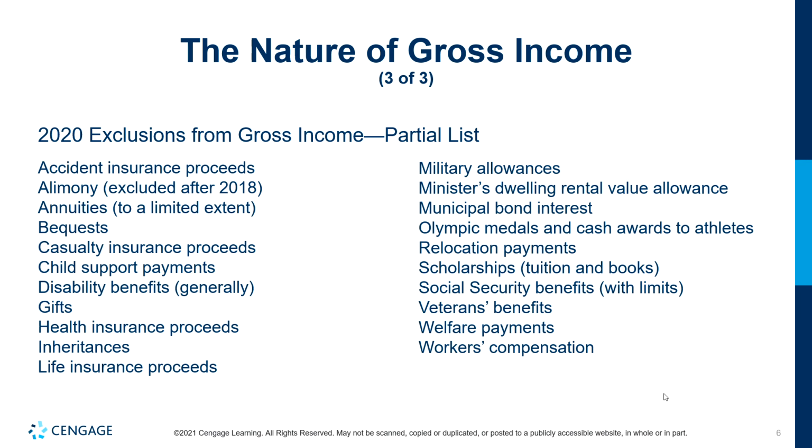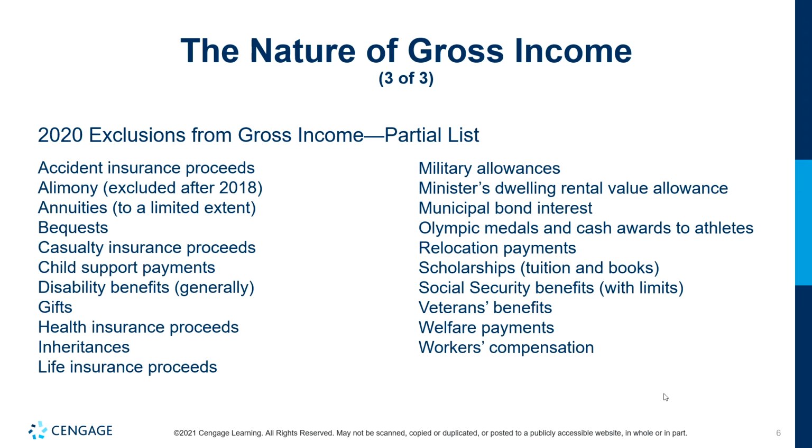Okay, that's excluded. Alimony, excluded after 2018. This is why we still are talking about alimony, because it is still possible to file tax returns. You have about 3 years to file a tax return to get a refund. It is still in that time frame. Most likely we're going to be talking about alimony until about 2022. All right. Annuities to a limited extent.